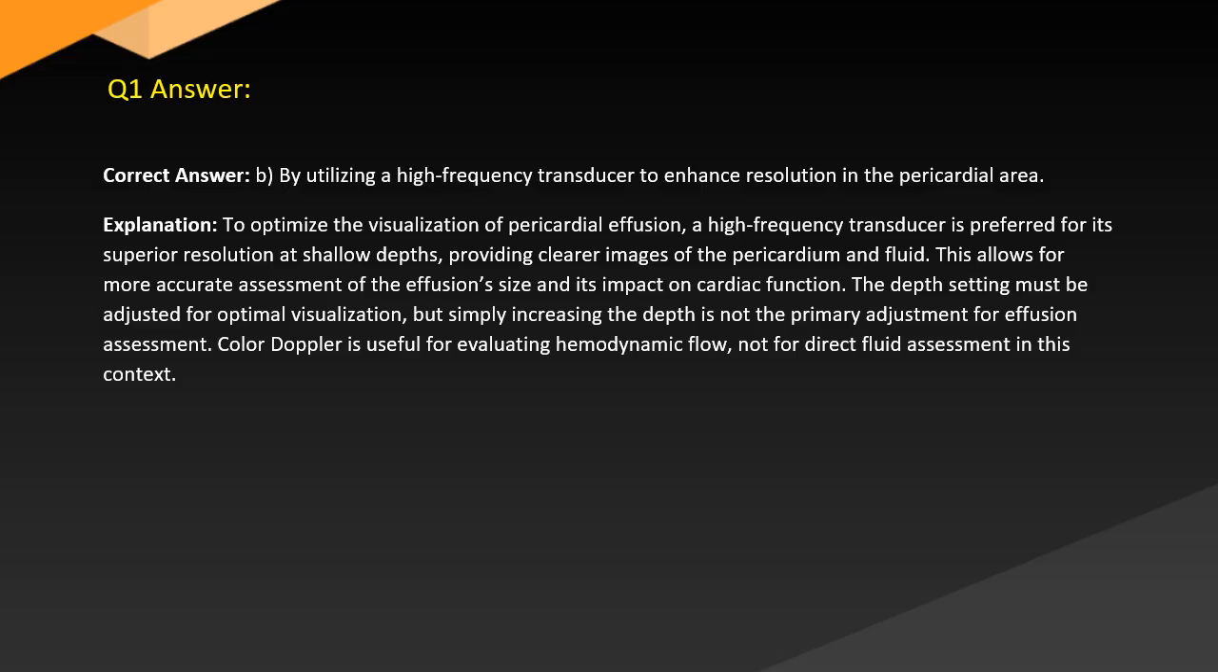Answer. Correct answer: B. By utilizing a high-frequency transducer to enhance resolution in the pericardial area. Explanation. To optimize the visualization of pericardial effusion, a high-frequency transducer is preferred for its superior resolution at shallow depths, providing clearer images of the pericardium and fluid. This allows for more accurate assessment of the effusion size and its impact on cardiac function.